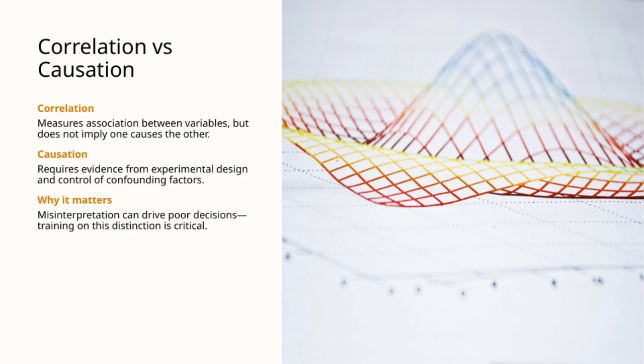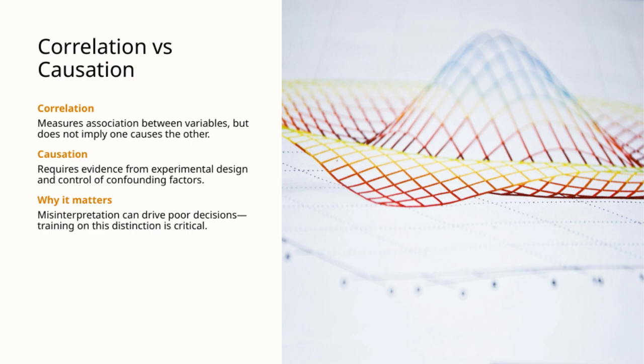Causation, on the other hand, requires more than just observing a relationship. It needs evidence from carefully designed experiments and control of confounding factors, those other variables that could influence the outcome. Without that, we can't confidently say that one thing causes another.